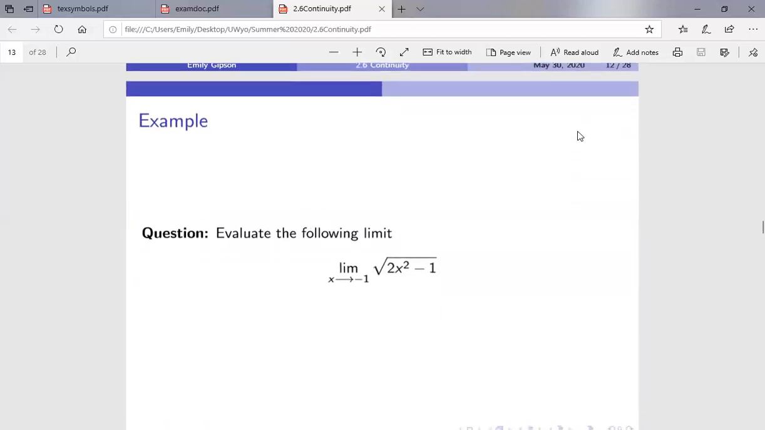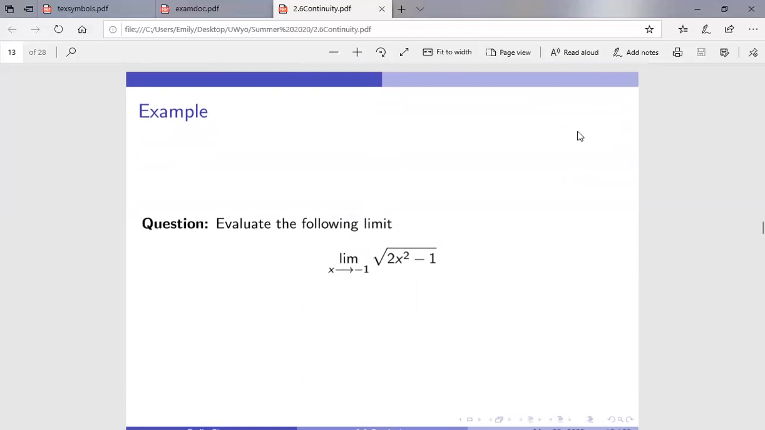Example 1 is to evaluate the following limit. This is the limit as x approaches -1 of the function square root of 2 times x squared minus 1. The thing you want to be careful about is what you are choosing to be your outermost function and what you are choosing to be your innermost function. So take a pause, maybe get some water, work on this question, see how far you get, and then come back and see the answer slide.